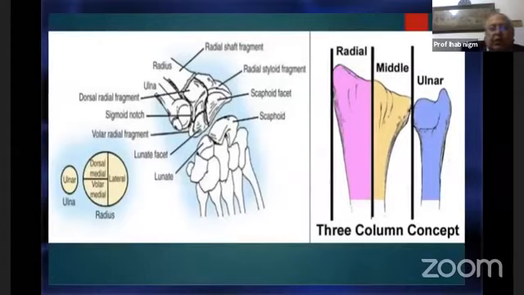The 3 column concept classifies the distal end of radius and ulna into 3 columns. The radial column, including the radial styloid; the middle column, including the die punch fragment, which may be medial palmar or medial dorsal; and the ulnar column, including the head of the ulna and ulnar styloid.